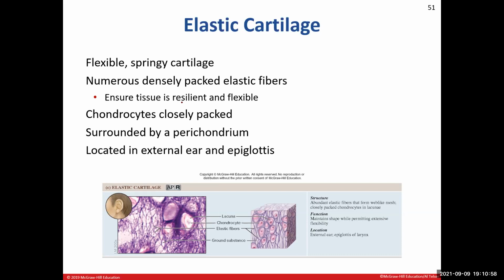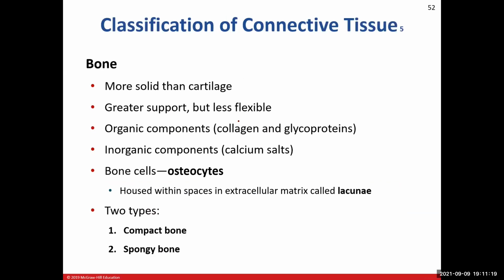But it does again have a perichondrium, an outer covering made up of two layers. And the chondrocyte, again, will be the predominant cell type in this type of tissue, but in this tissue, you'll see that those cells are packed in very tightly. And that's our elastic cartilage.